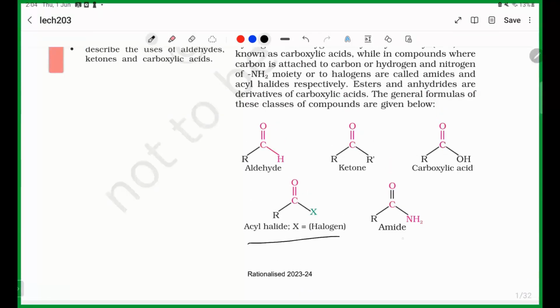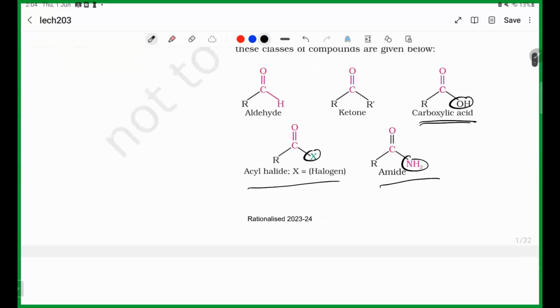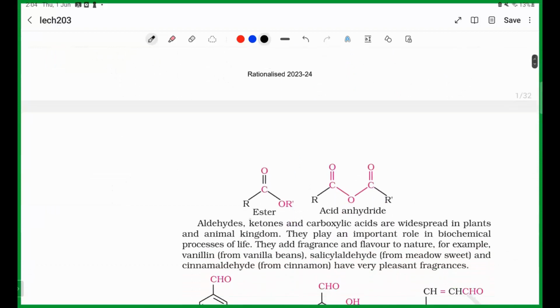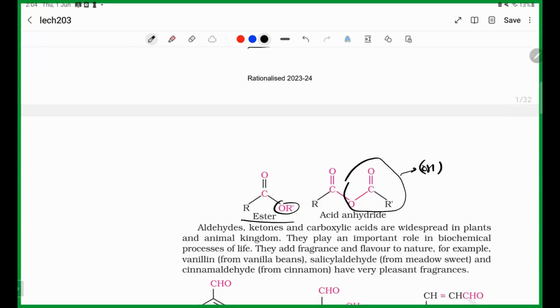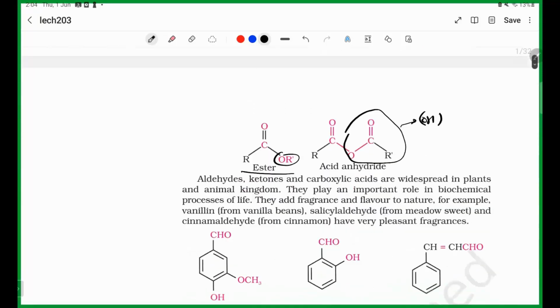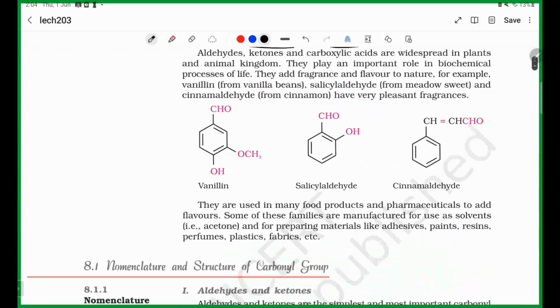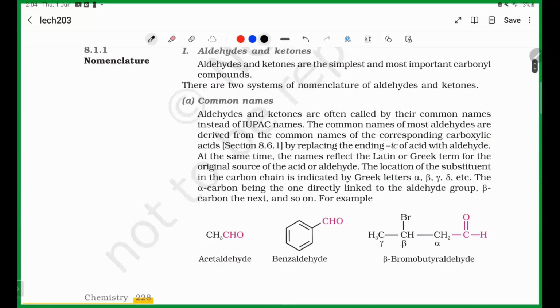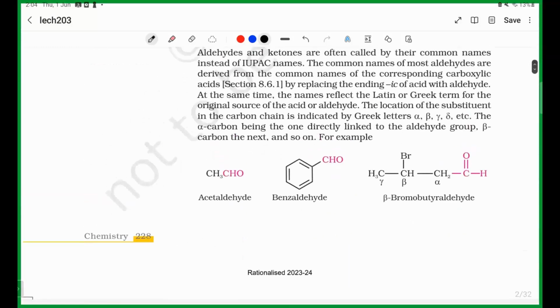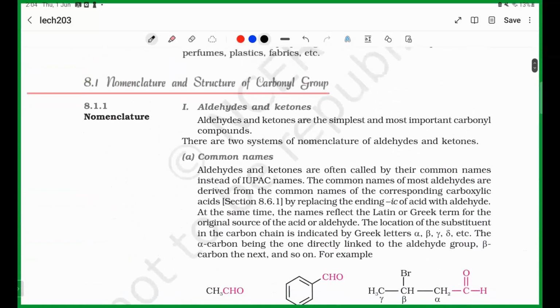Acyl halides and amides are all derivatives of carboxylic acid. They replace OH by either a halogen, an amide group, or an amine group. Similarly for ester and anhydride; again, these are all replacements of OH. So if you replace, you get acid anhydride. So that's that. A few common names are also good to know.